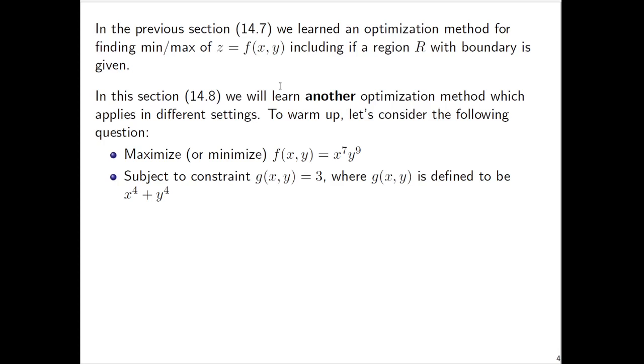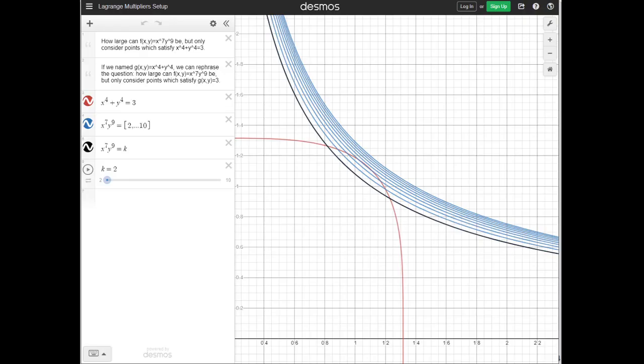Maximize f(x, y) = x^7 y^9, subject to a constraint, another function called g(x, y) = 3, where g(x, y) happens to be the function x^4 + y^4. So let's take a look at the following link first.